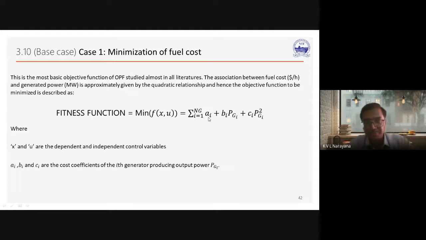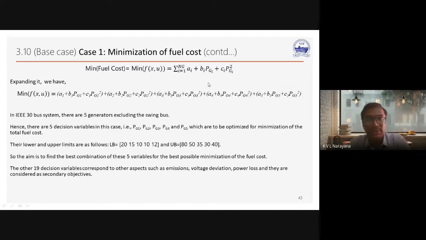If you see here, there are a few cost coefficients. ai, bi, ci are the cost coefficients of the generators. We can consider only 5 generators here, as you have seen in the IEEE 30 bus system. PG represents the generated output power. The sum of all these terms gives us the function. By seeing this expression, you can say that this is not a linear function. This is a quadratic function, and this is not a simple problem.